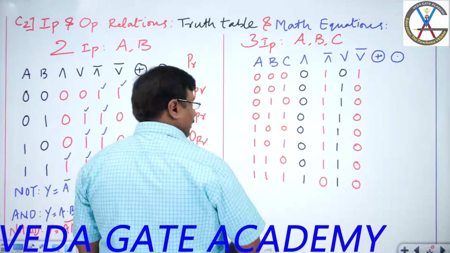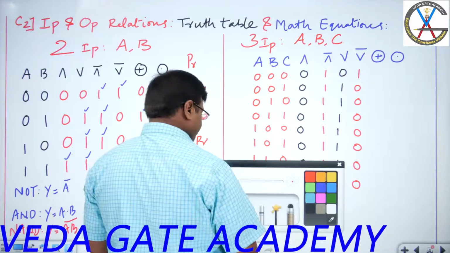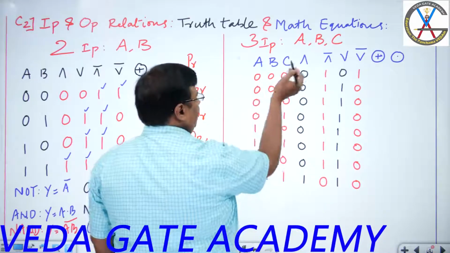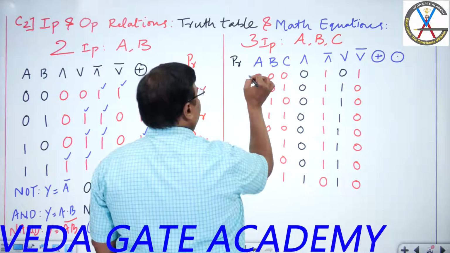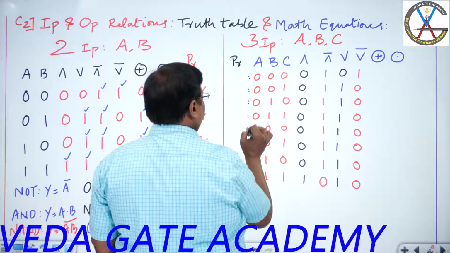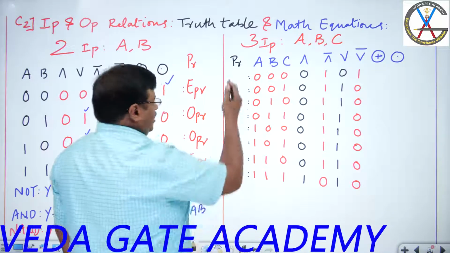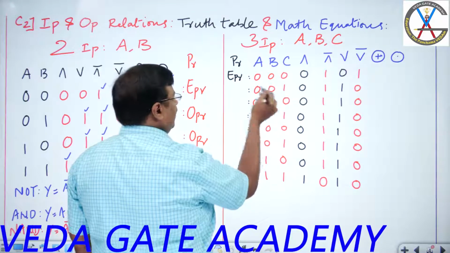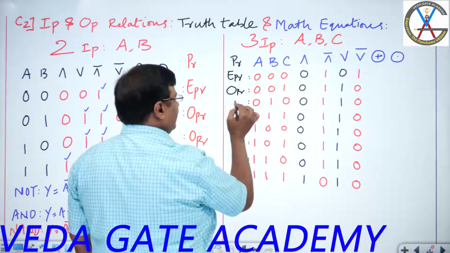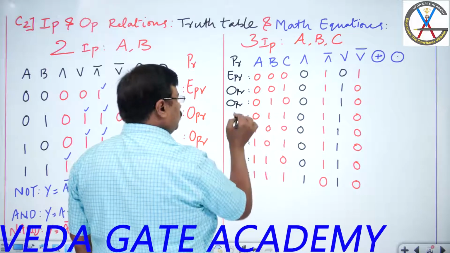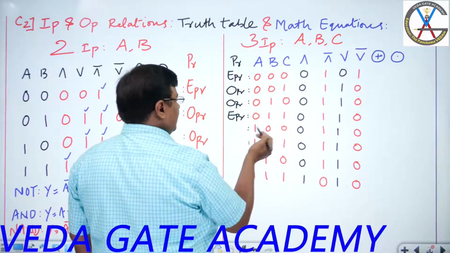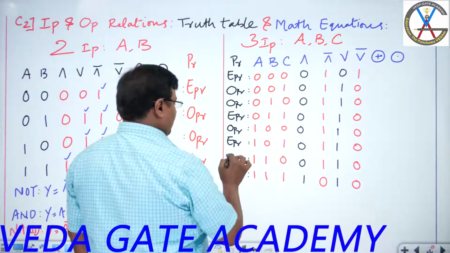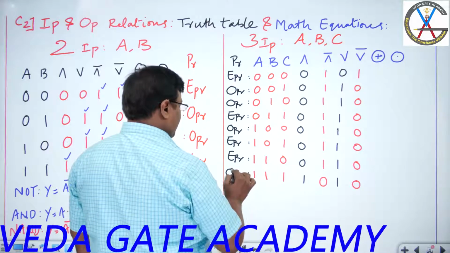Exclusive OR, you need to count parity. So when you look into the parity here, let me write it on this side. 3 zeros means no ones. No ones is even parity, so EPR. Single one, odd parity, OPR. Two ones, EPR, even parity. Three ones, OPR, odd parity.